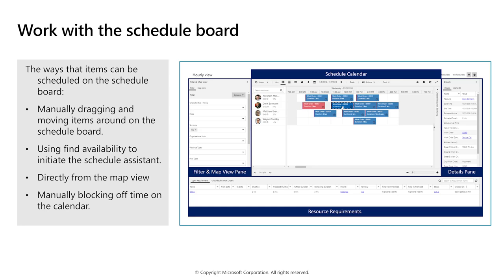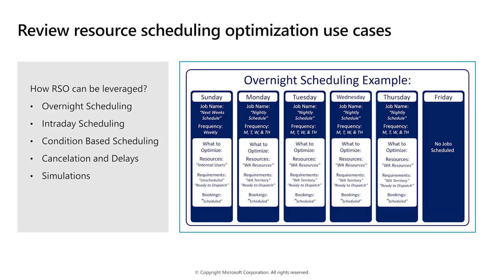Now, I've mentioned a couple of times about automating resource scheduling. And this is referred to as resource scheduling optimization. And we have several use cases for it. We can do overnight scheduling, condition-based scheduling, and simulation, so we can simulate how it's going to be and then move it around if we need to, etc. But overnight scheduling is probably the most common way of leveraging resource scheduling optimization to optimize schedules.